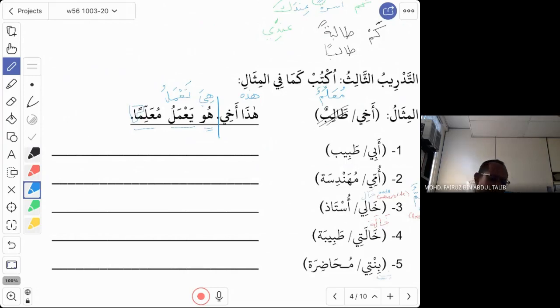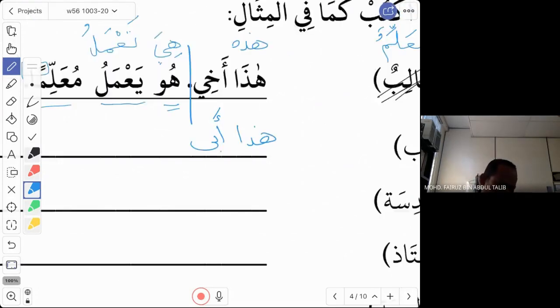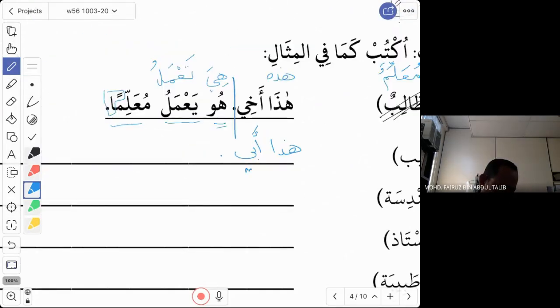Yeah, shukran Dayan. Correct. Haza Abi, because Abi is male, then we say Haza Abi. Okay, good. So you have to practice both the spoken one and also the written one. Is it Haza or Hazihi? Abi is male, so Haza Abi. Is it Huwa or Hiya? Abi is male, so we say Huwa. Huwa ya'malu. Okay, good. Haza Abi. That is the first sentence.